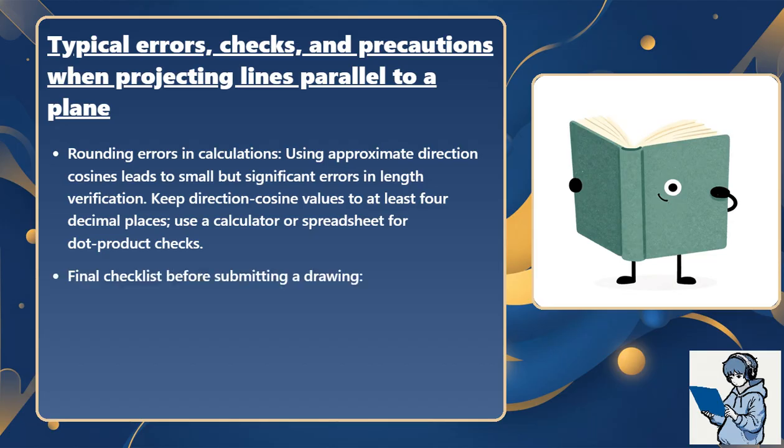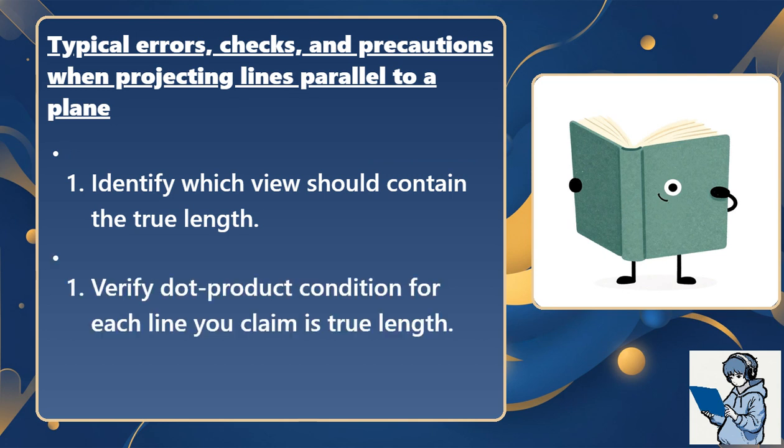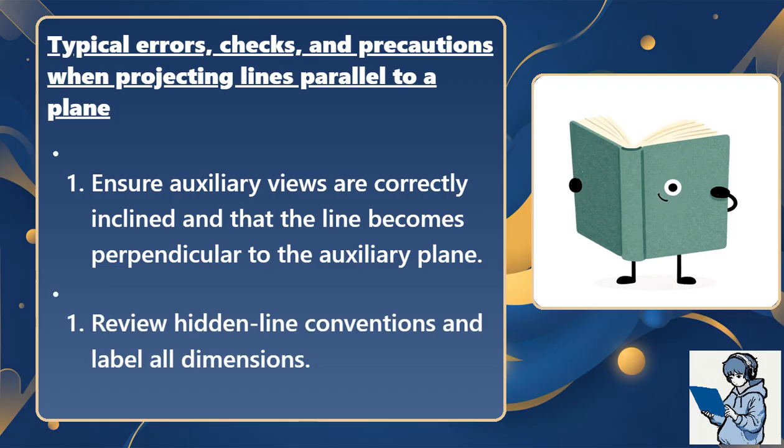Final checklist before submitting a drawing. 1. State the projection system. 2. Identify which view should contain the true length. 3. Verify the dot product condition for each line you claim is true length. 4. Ensure auxiliary views are correctly inclined and that the line becomes perpendicular to the auxiliary plane. 5. Review hidden line conventions and label all dimensions.